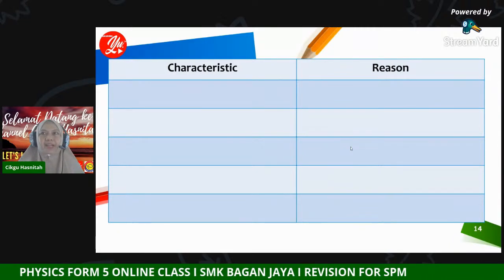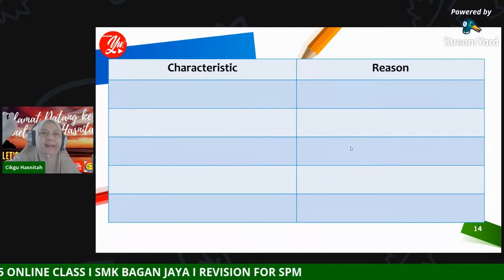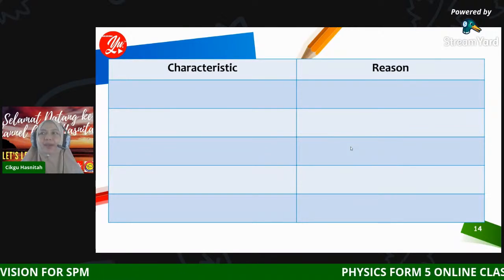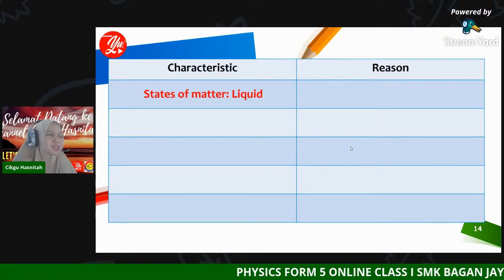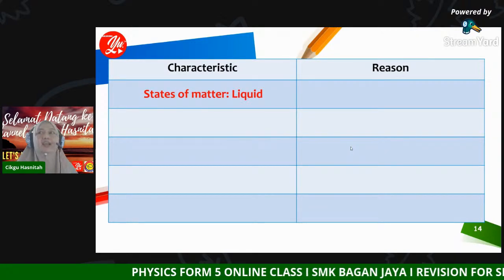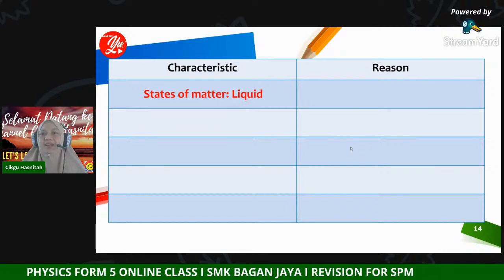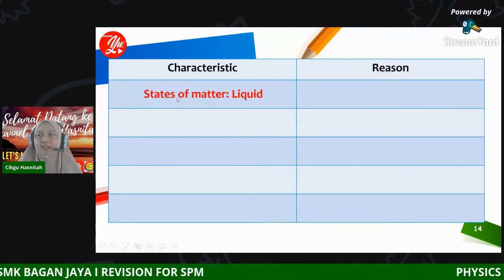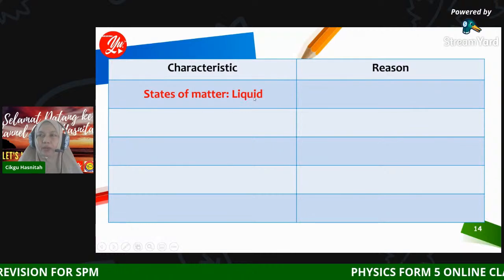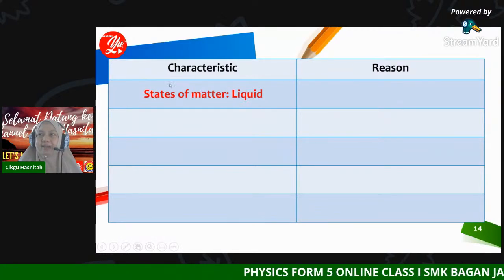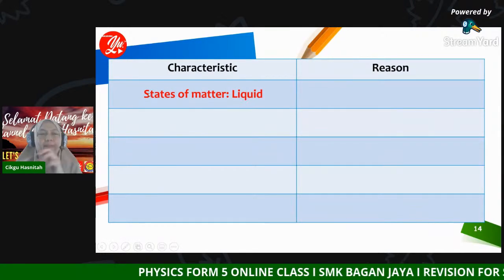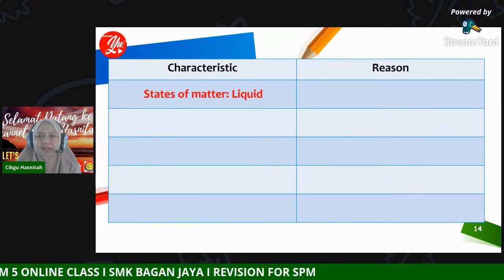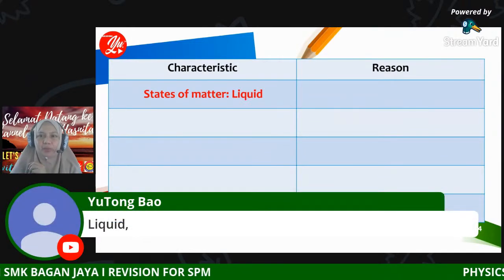So we should remember this is to be applied to a plant. Okay, to apply to the plant. So yang mana kita nak pilih? So the answer is liquid. It should be in liquid. The state of matter is liquid. Please mention the characteristic as well. State of matter is liquid. Yes, Yutong, it is liquid.